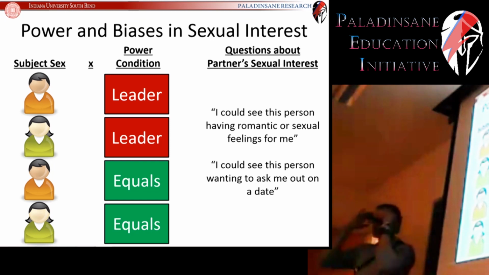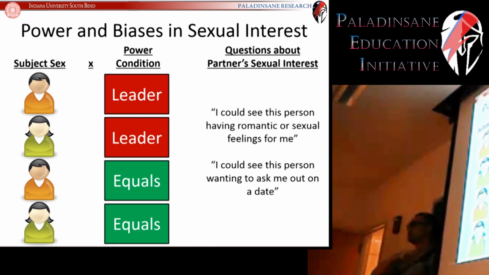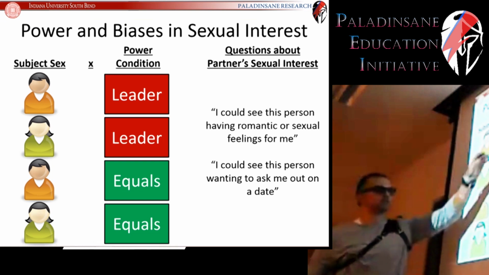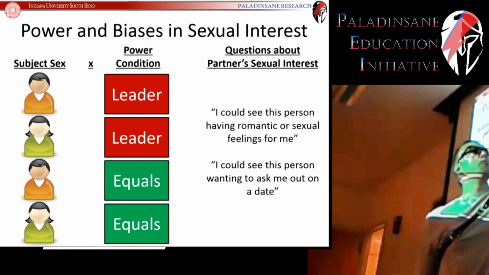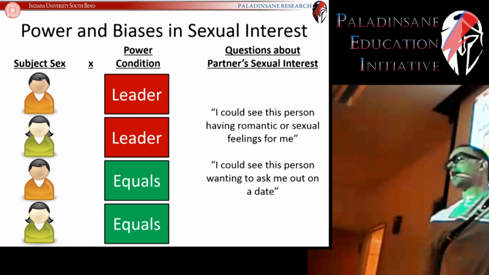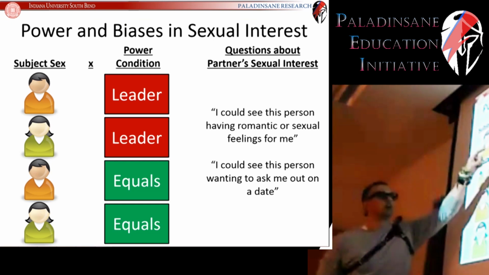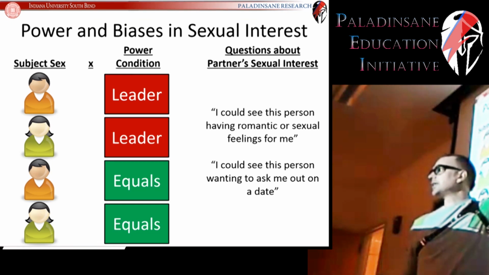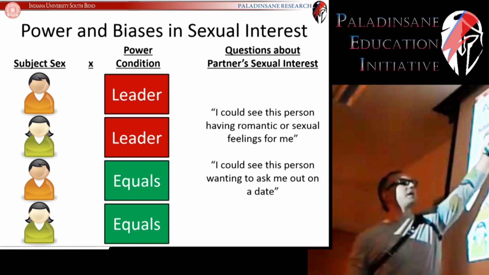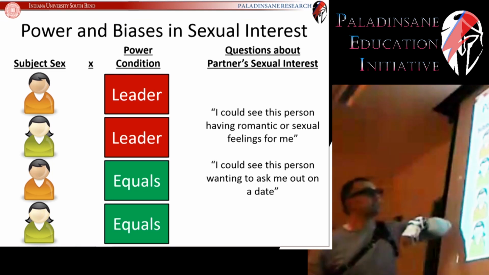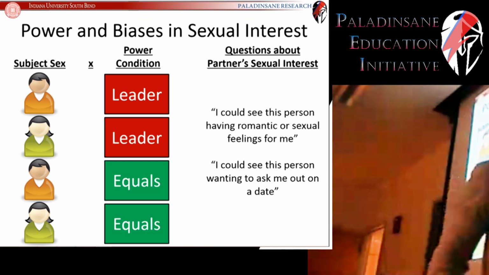So what I'd like you to do, just like a thought experiment, try to figure out what happens in this experiment. Try to figure out, first off, for leaders and equals, do leaders perceive more sexual interest in their partners than equals do? Do males perceive, in general, more sexual interest in their partners than females do? And is the effect of leader versus equals different for males versus females? And we'll see that data next time we meet.